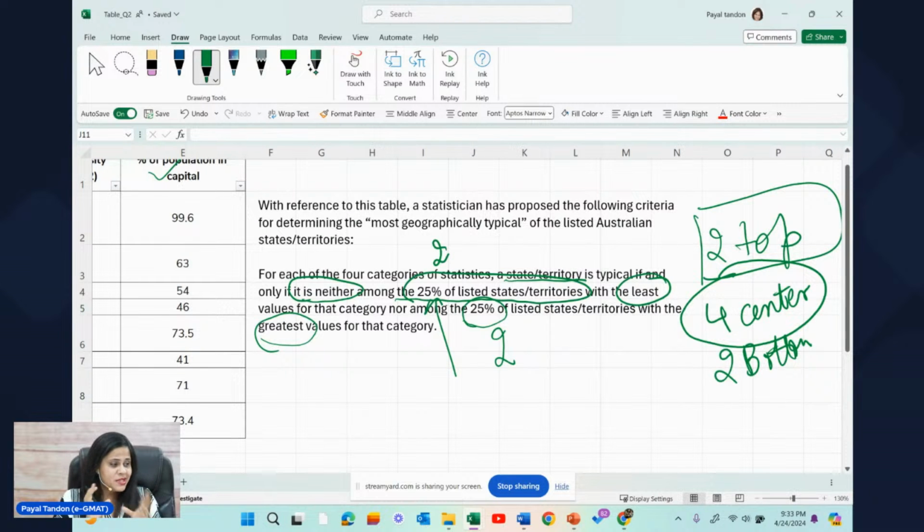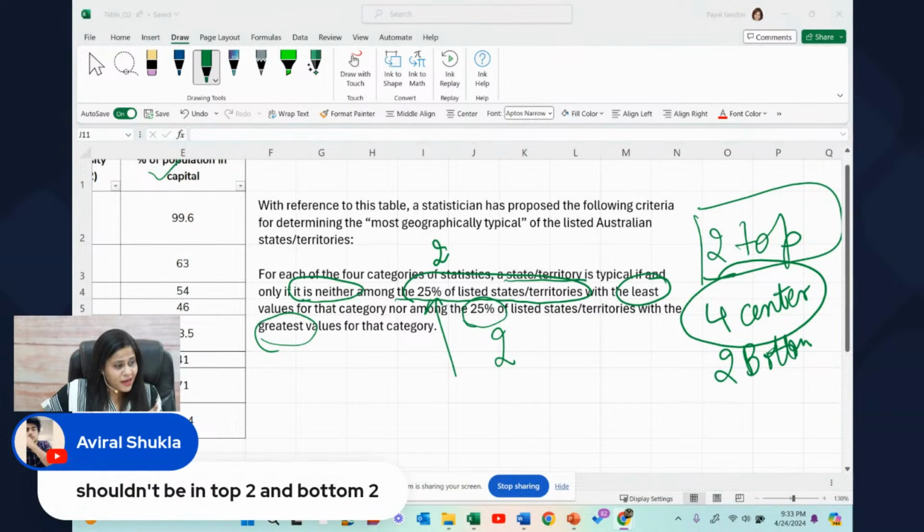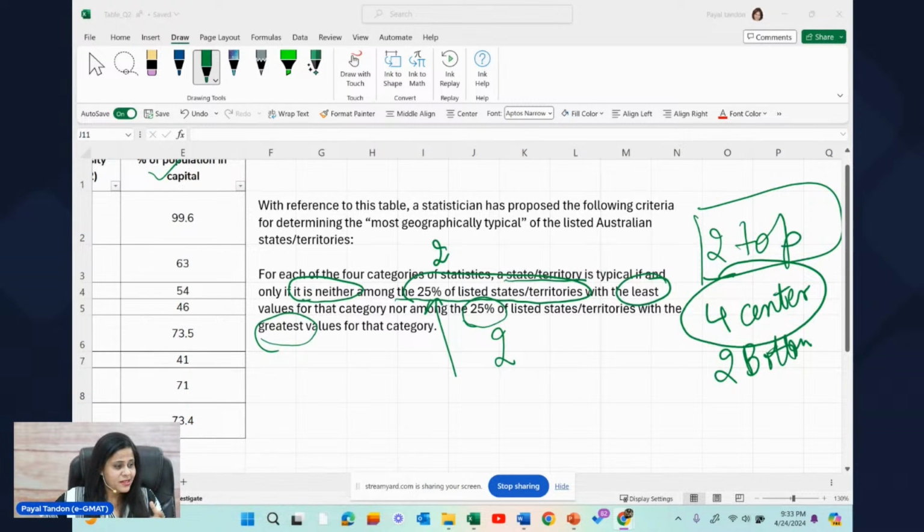How many of you did that translation? And Aviral, you're absolutely right, shouldn't be in top two and bottom two. This translation needed to be done right up front, not later on, but as you are reading the question statement, you should be able to do that analysis. Okay, that is the mindset that you need to have. Don't leave it till the end.